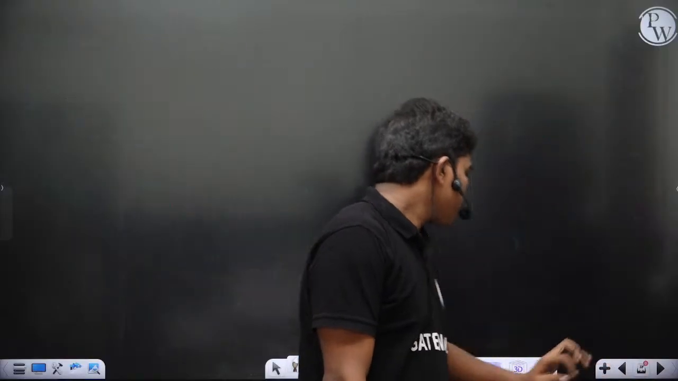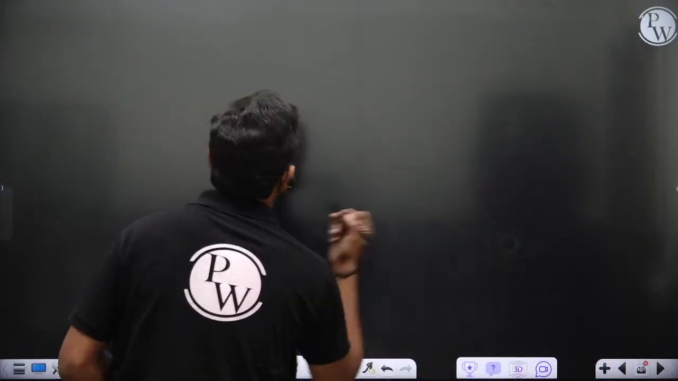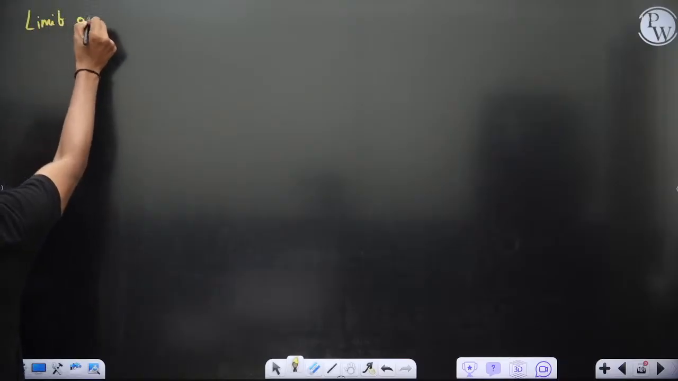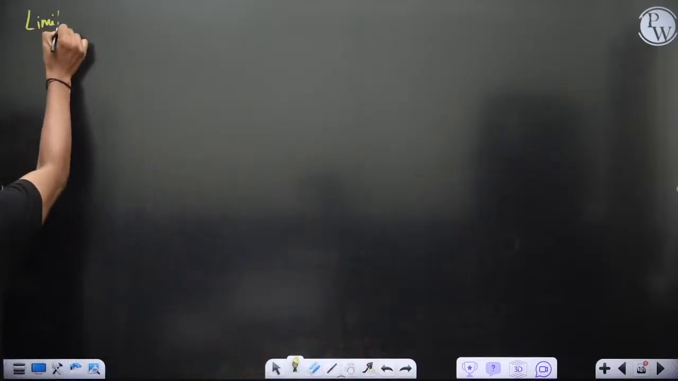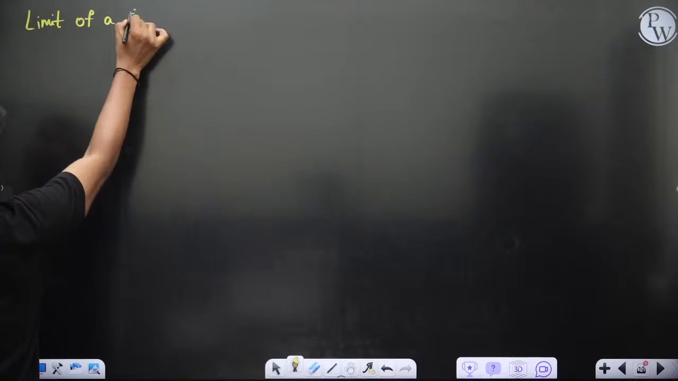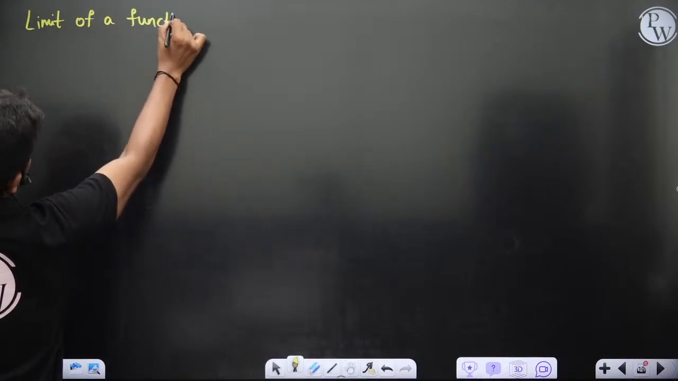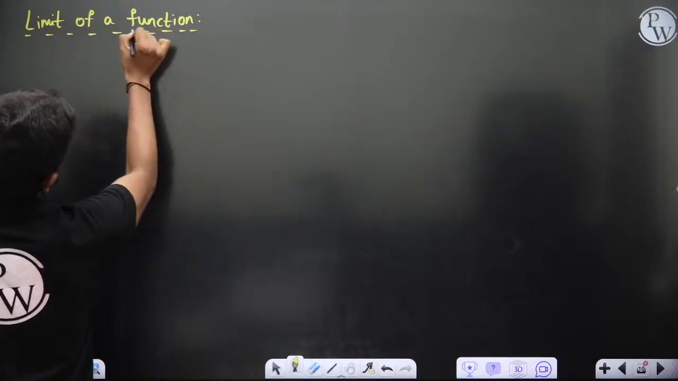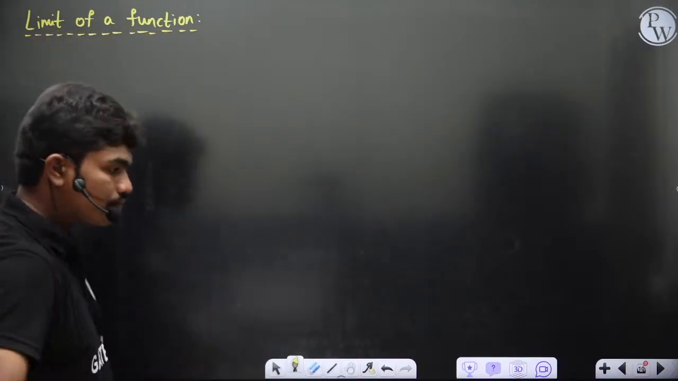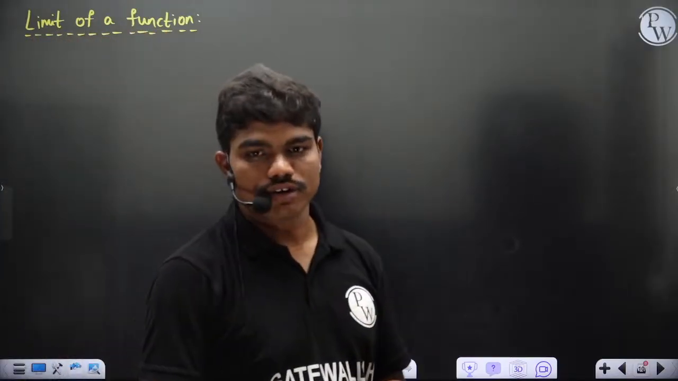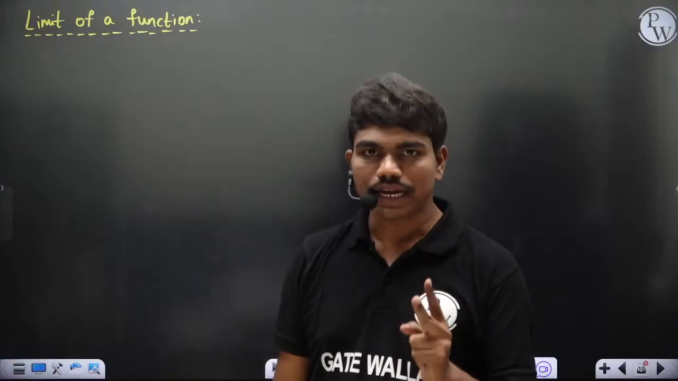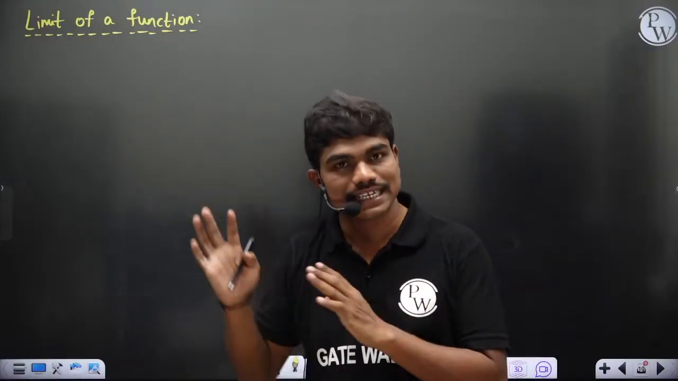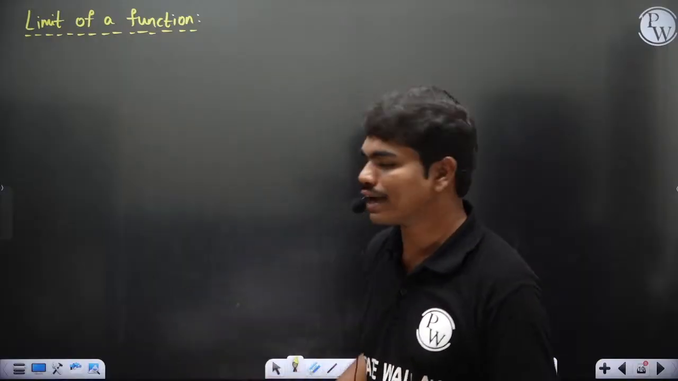Now, limit of a function. Now I'll write, no doubt, correct? I'll write two statements. I'll give you two definitions of limit. The first one looks a little messy, but don't worry, I'll explain term by term. The second, you'll easily understand by yourself.